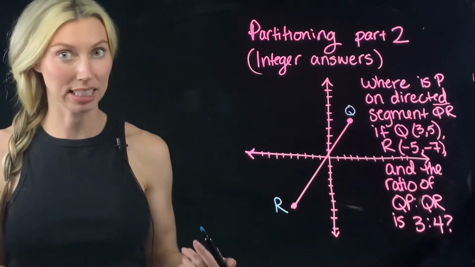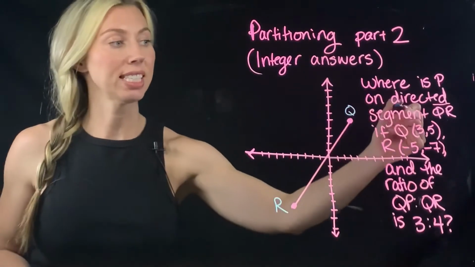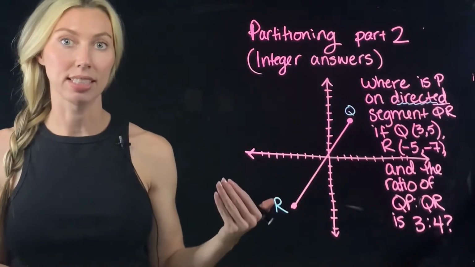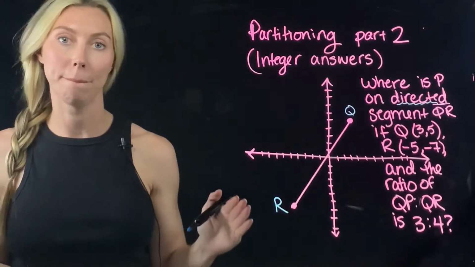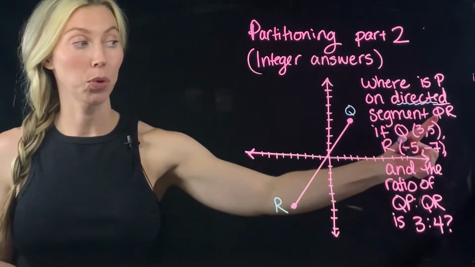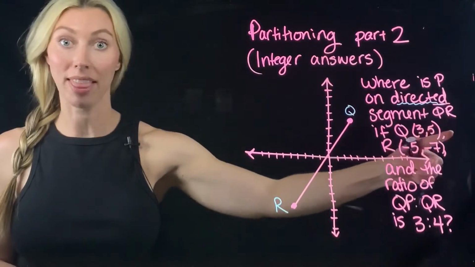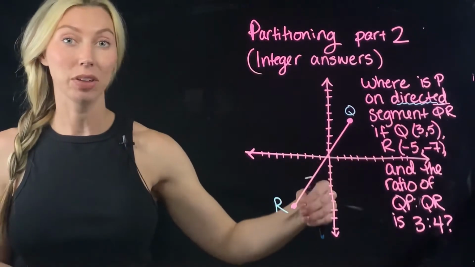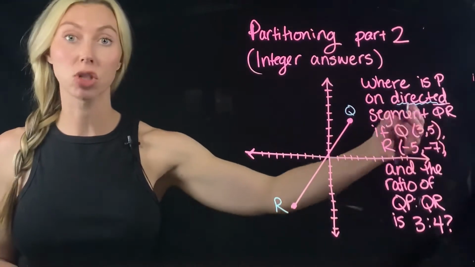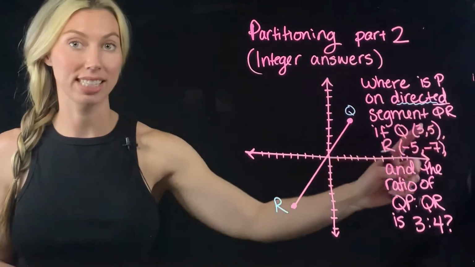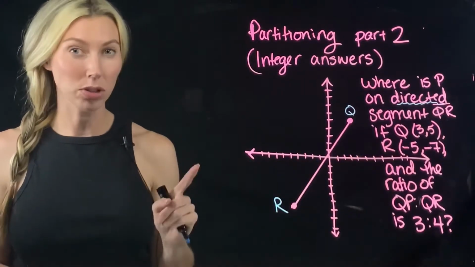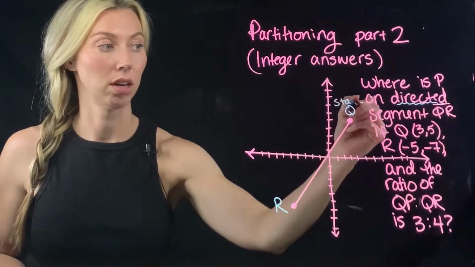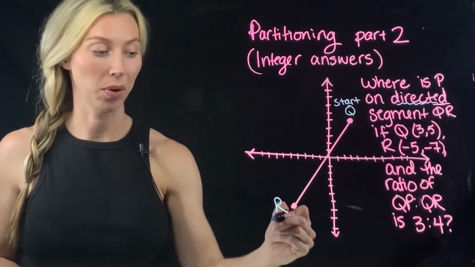The next thing that's extremely important is that because it says directed line segment, the order matters. Because Q comes before R, the way they wrote that, they chose to write it QR. That literally means that Q is the starting point and R is the end point. So I also like to label that, so I know that this is where I'm going to start and this is where I'm going to end.